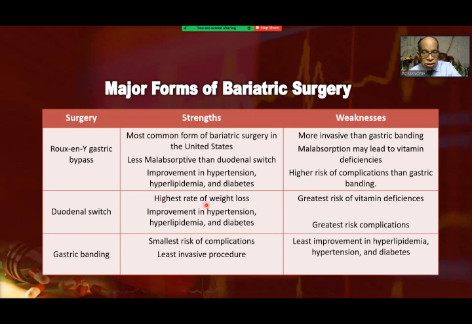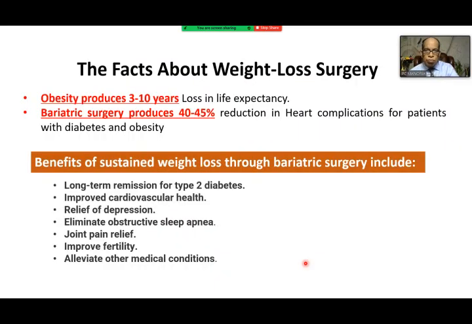Duodenal switch has the highest rate of weight loss, improvement in the comorbidities, and the greatest risk of vitamin deficiency and the greatest risk of complication. But with gastric banding, there's only a small risk of complication, it is the least invasive procedure, but the efficacy is also lesser compared to the first two procedures.